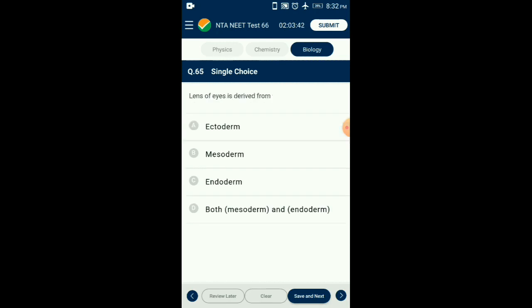Question number 65. Lens of the eye is derived from? The eye lens is derived from ectoderm. The lens is composed of transparent flexible tissue and is located directly behind the iris and the pupil. It is the second part of the eye after the ciliary muscles, which are part of the ciliary body. The lens is derived from the surface ectoderm. So the answer is option A, ectoderm.